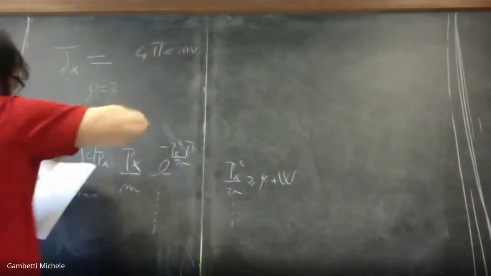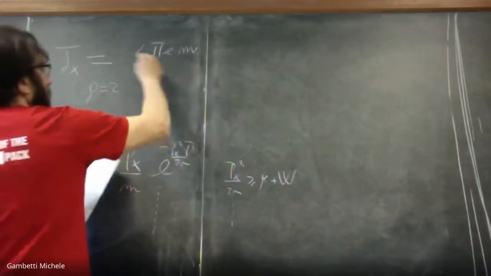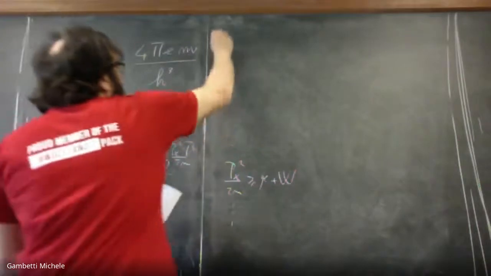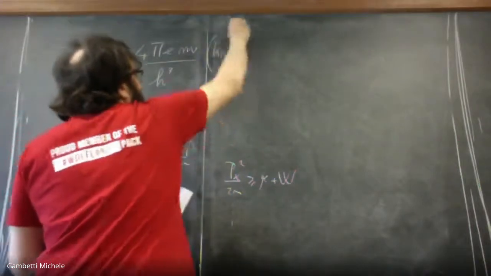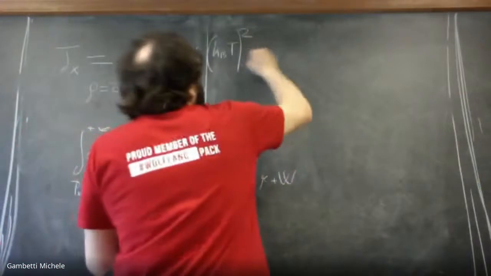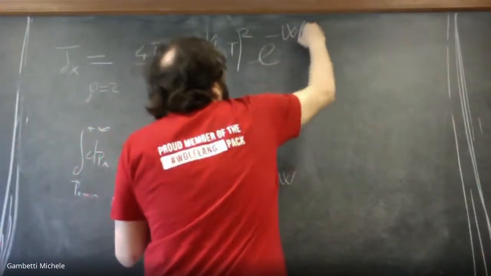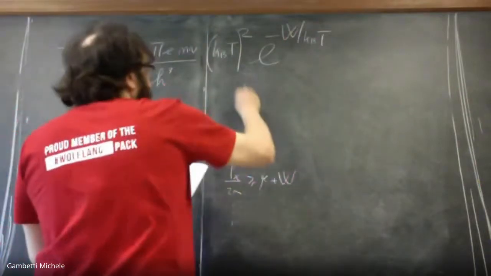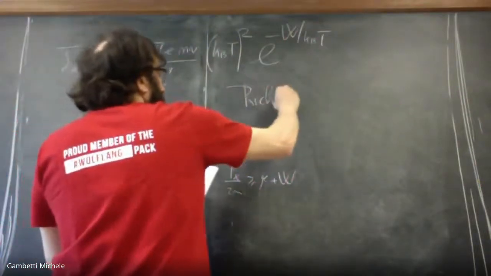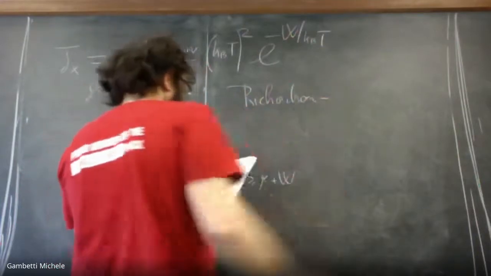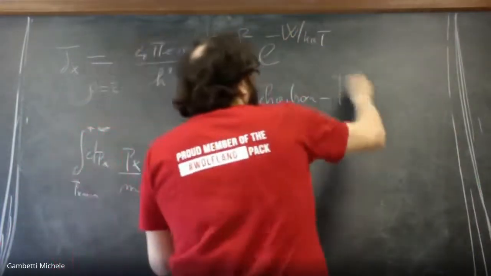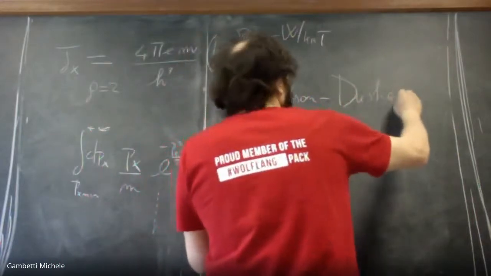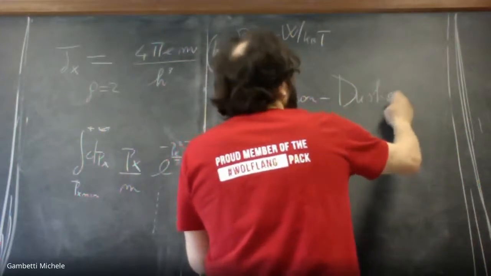So this 4 pi e m, then I have h cubed, not h bar, but h, KBT squared, and then I have the exponential of the work function. And this is called the Richardson-Dushman equation. I don't know how to pronounce it. Dushman.